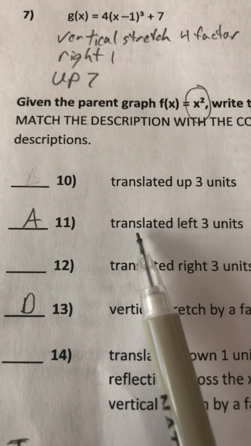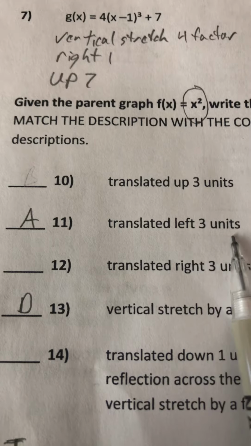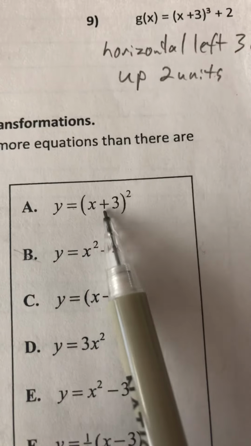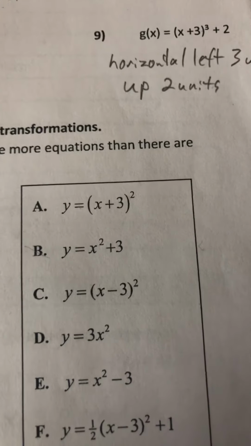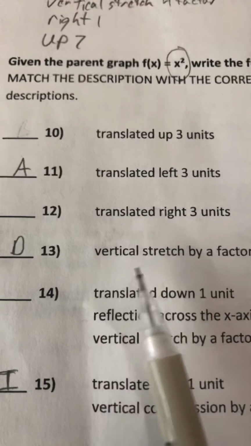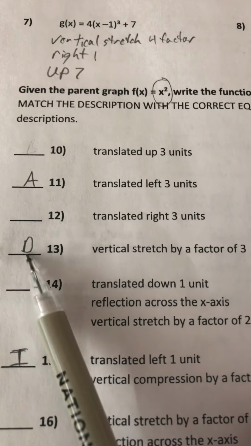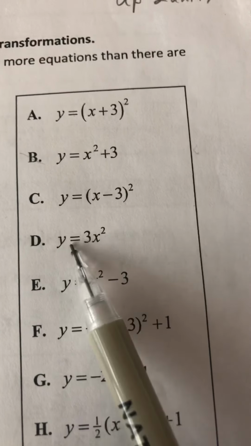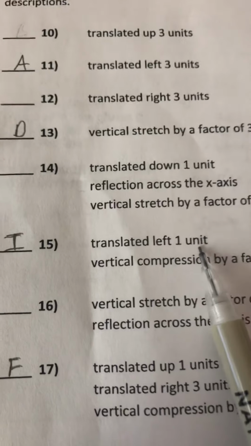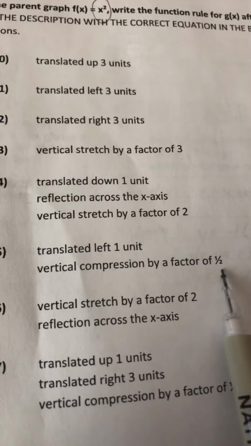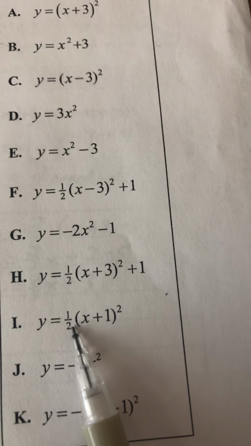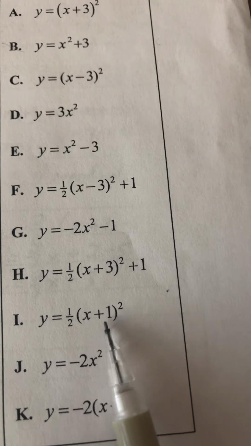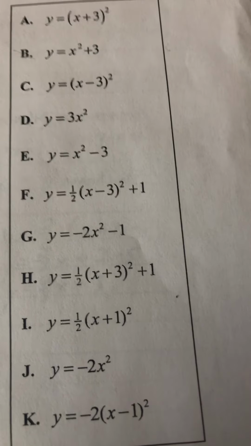For number 11, which one looks like it's translated left 3 units? That's going to be A. It's in the parentheses, plus 3. That means it's translated left 3 units. 13, a vertical stretch by a factor of 3. That's going to be D, multiplied by 3. 15, translated left 1 unit and vertical compression by a factor of 1/2. That's going to be I. So we have the vertical compression of 1/2, and then we have it going left, plus 1 inside the parentheses.